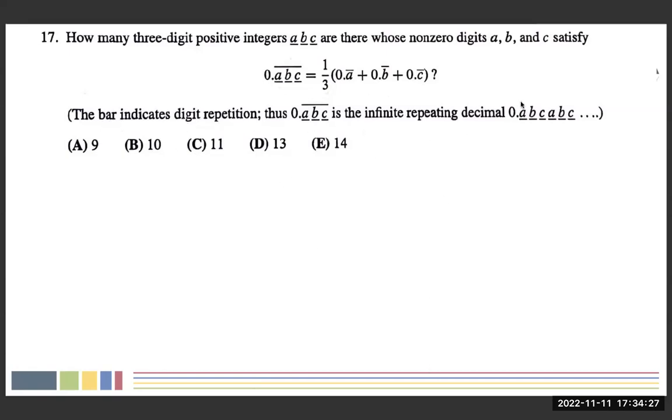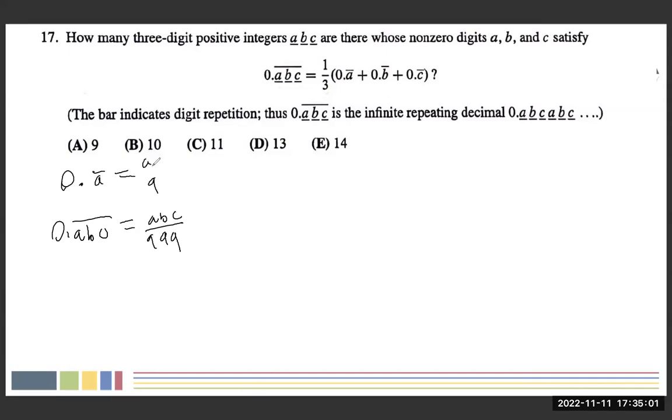Right? So this is 0.ABCABCABC, and 0.AAA, and so on forever. Okay, so there's something we quickly got to note here, which is the fact that this and this are basically just the 3-digit number ABC over 999. Okay, why is the first one true?